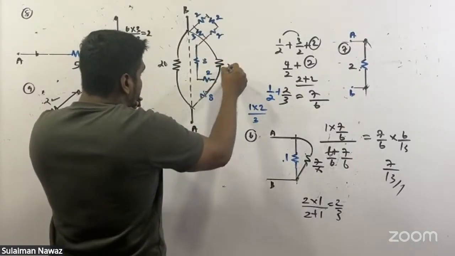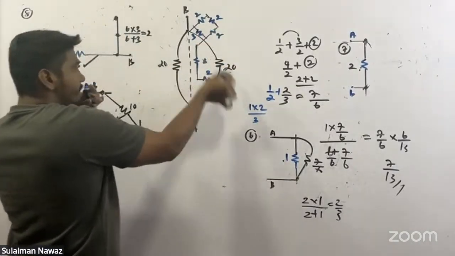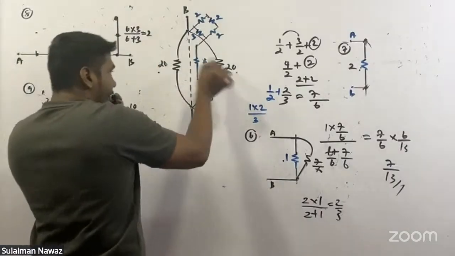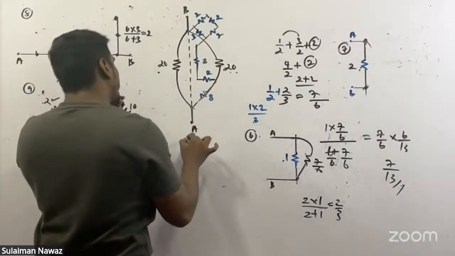Then what is the equivalent of these 20, 20? This 20 and this 20, they are parallel. Your equivalent is going to be 10 ohms.